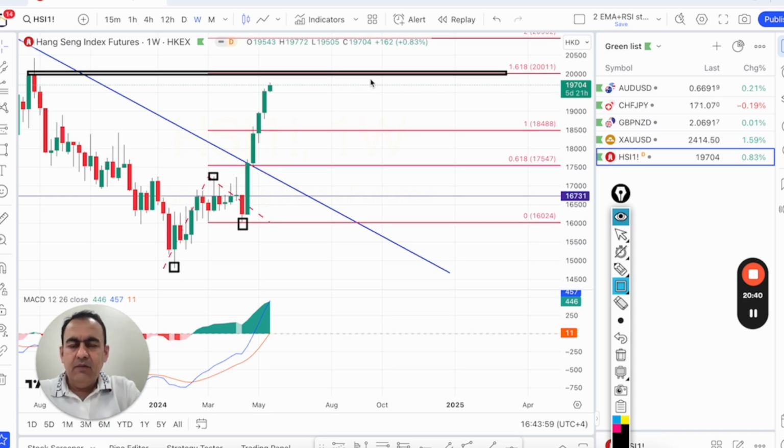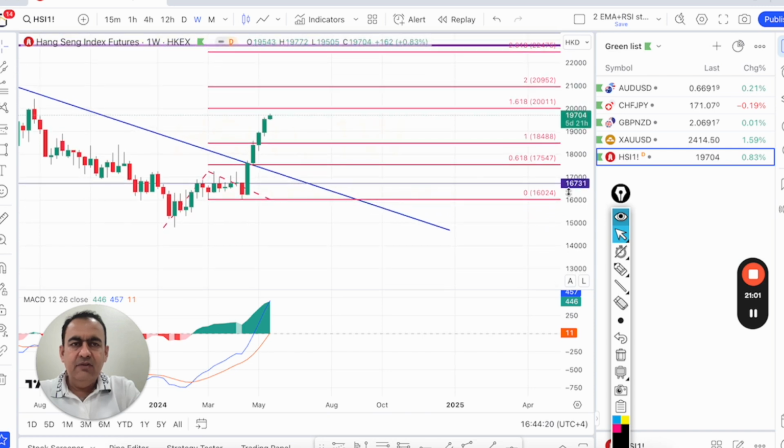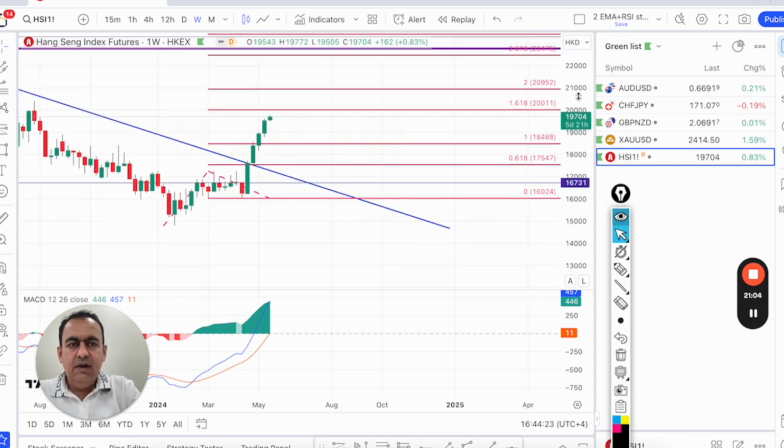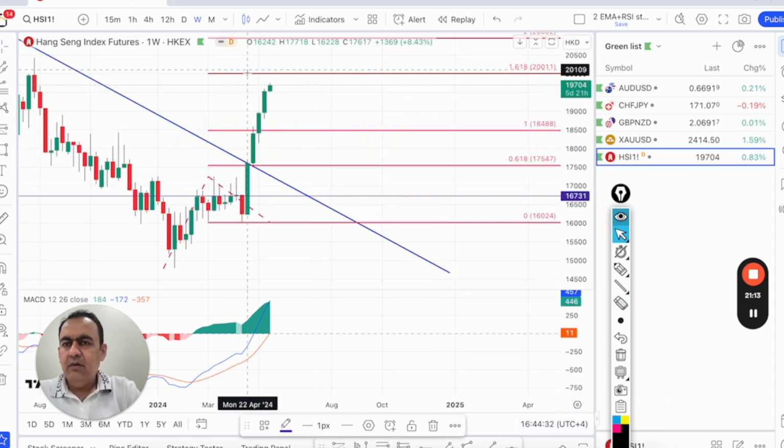So I'm expecting that from 20,000 we may get some correction. It may bounce down at least towards this 100% area. So the plan should be to wait for this drop and then join the buyers, and ultimately I can see that the next level in sight after 20,000 is 20,952, and finally I'm looking at 22,500, the psychological round figure number. So Hang Seng is looking bullish on weekly.